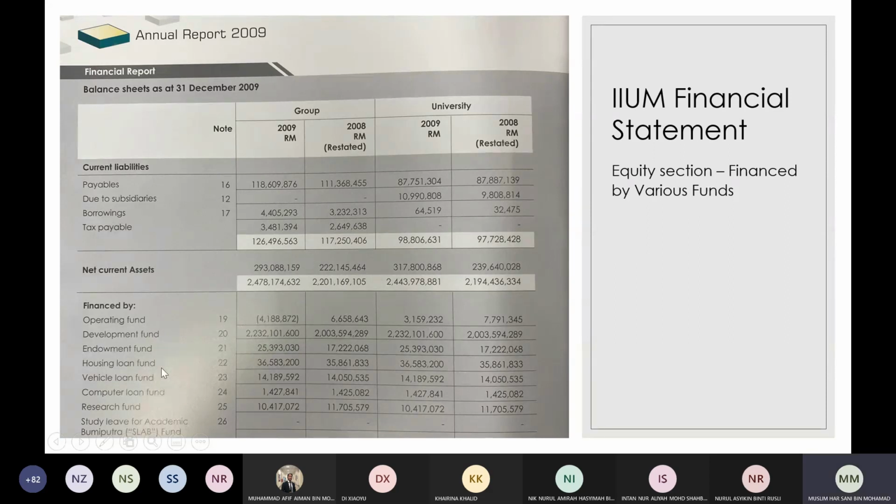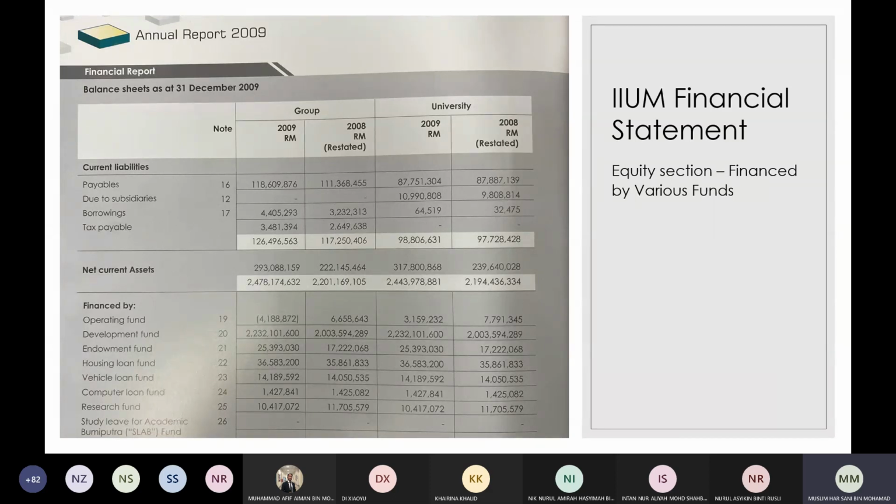This one is which year? 2009. I'm not sure if we can share it, but maybe you can request an annual report from the finance department. You will not be able to see this in profit-making organizations. For government, you can see that.